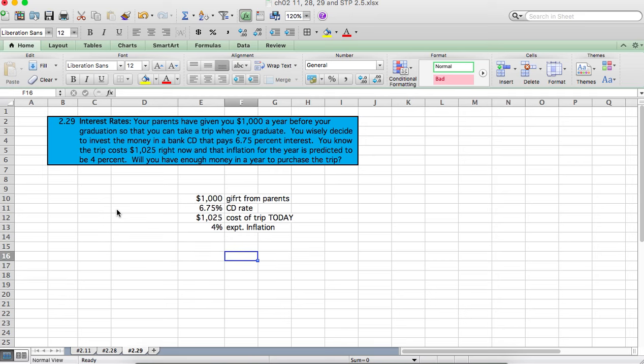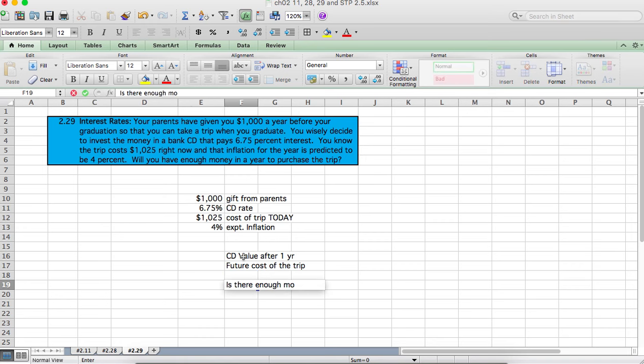So now, what do we need to do? This is also, of course, assuming that you are going to put all of the money in the CD. So let's go through that assumption. We're gonna need to know the CD value after 1 year. We're gonna need to know the future cost of the trip, right? And we're gonna need to know, is there enough money for the trip?